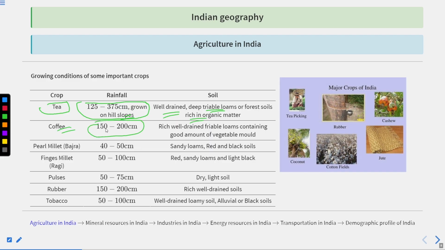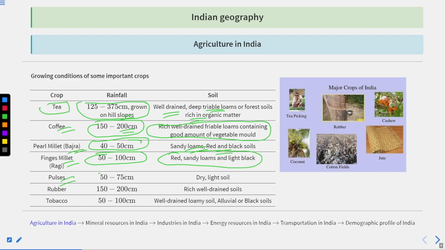Coffee, 150 to 200 centimeters of rainfall. Rich, well-drained, variable loams containing a good amount of vegetable mold. Pearl millet or bajra, 40 to 50 centimeters of rainfall. Sandy loams, red and black soil. Finger millet or ragi, 50 to 100 centimeters of rainfall. Red sandy loams and light black soil.